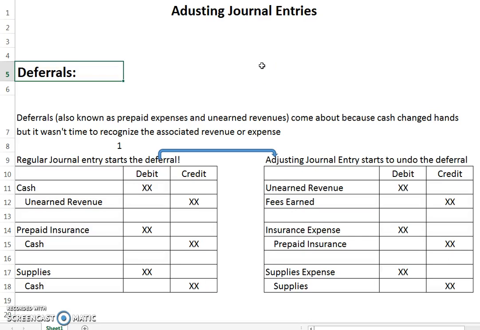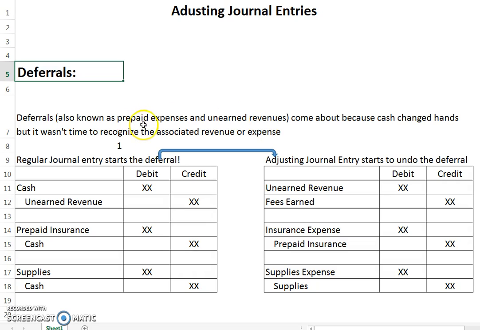This video is going to talk about the order of the journal entries when you're talking about adjusting journal entries. Because on deferrals, take a look at what I've put on the screen here. These are also known as prepaid expenses and unearned revenues. They're called deferrals because you are deferring the expense or you are deferring the revenue.